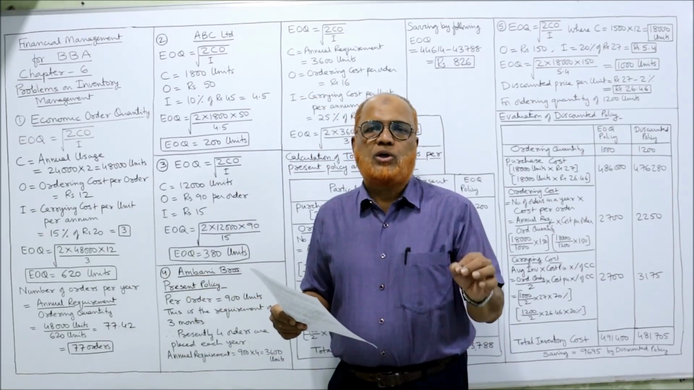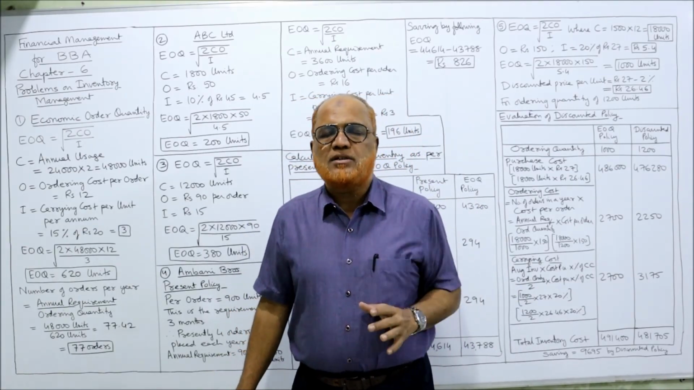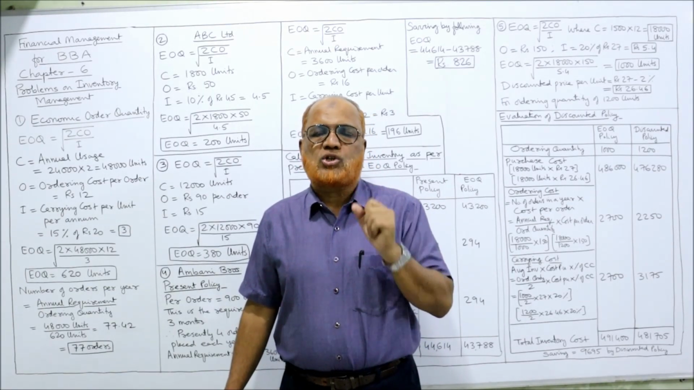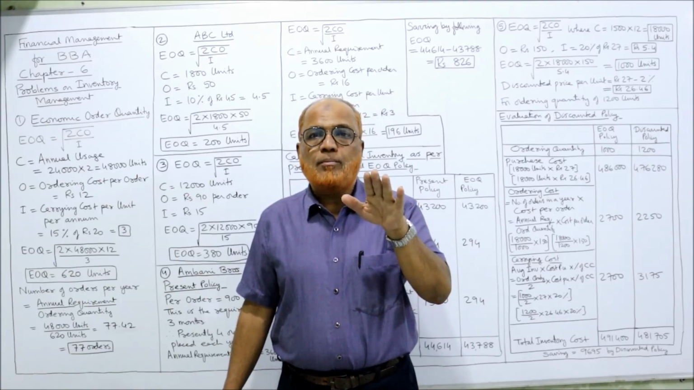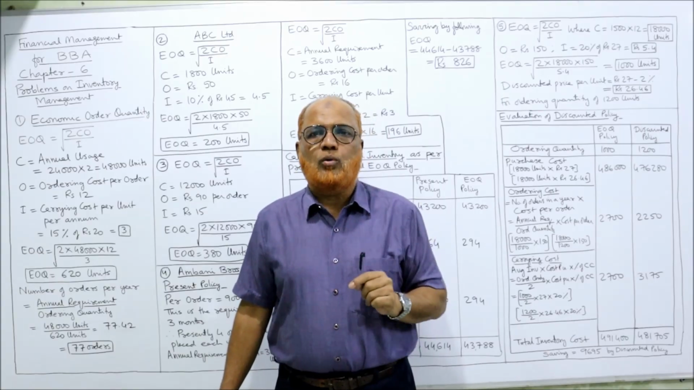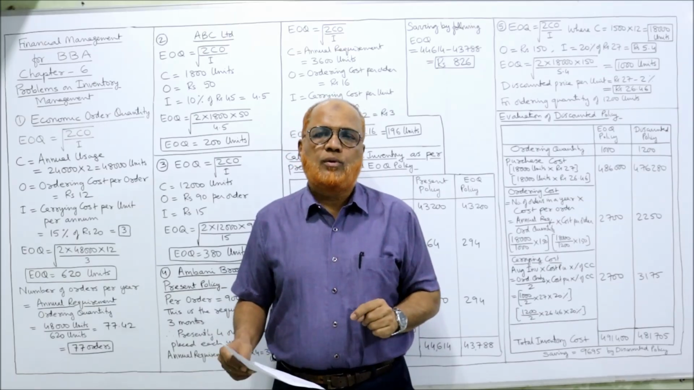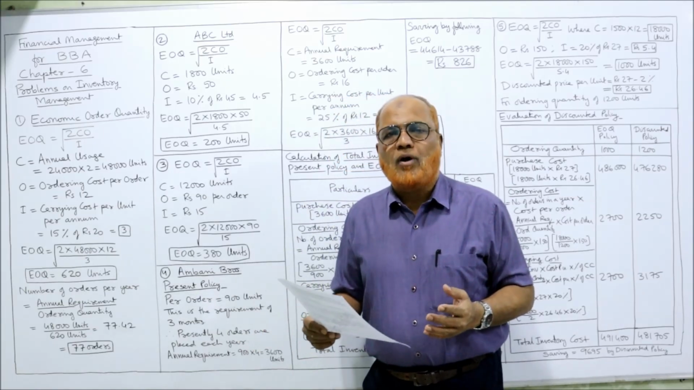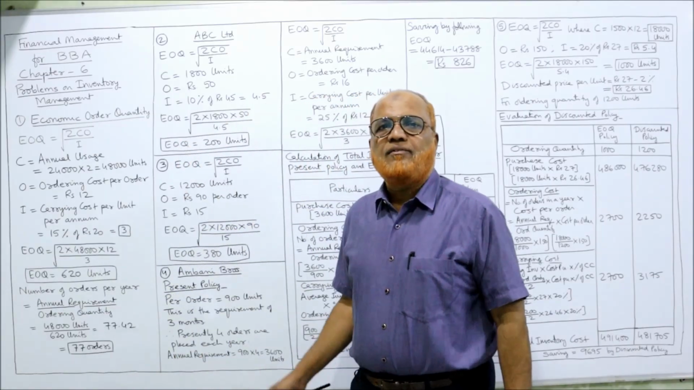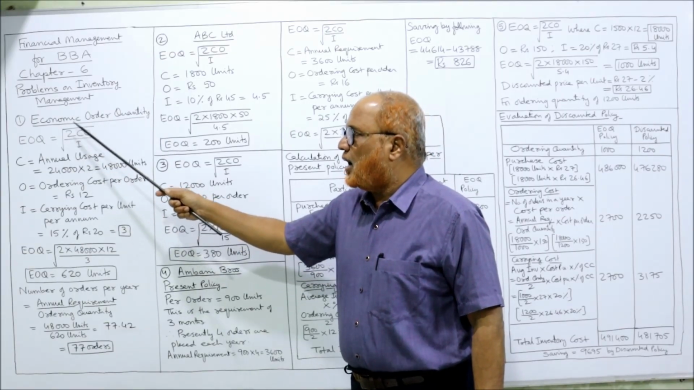Simply it means EOQ. In the theory video, I have already explained the meaning of the term EOQ. The economic ordering quantity is that quantity at which the ordering cost and carrying cost are minimum. So if a company places the order as per EOQ, then the inventory cost will be lower. That is the objective of applying EOQ. So how to calculate EOQ? The formula is the square root of 2CO by I.